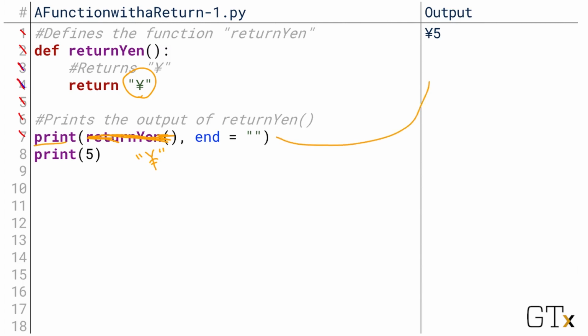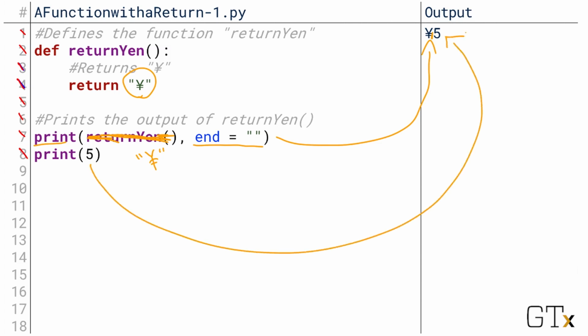And as a result, we see over here, the yen character is printed. The part at the end, end equals an empty string, tells the computer not to put a line break after that yen symbol. We'll talk more about that later. And so when line 8 runs, the number 5 is printed on the same line.